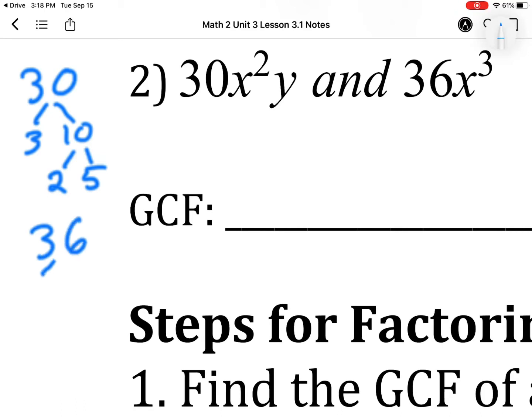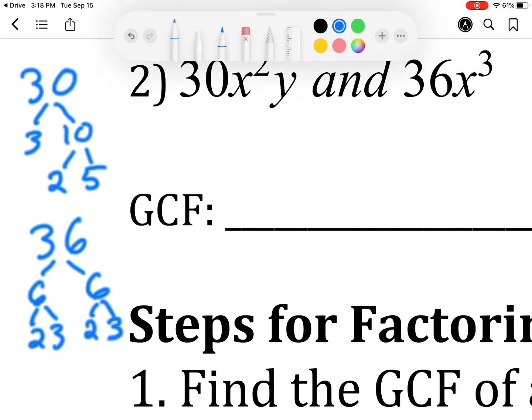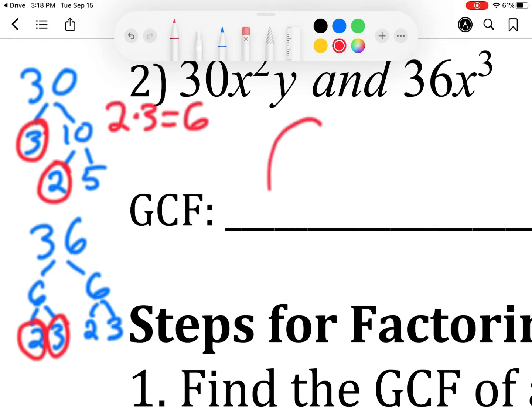36, I have 6 times 6. Neither are prime, so I'm going to keep going: 2 and 3, 2 and 3. So what is in common? I've got a single 3 and a single 3. I've got a single 2 and a single 2. There is nothing else in common, so that is what I end up with. So I have 2 times 3, which is 6. So number-wise, my GCF is 6.